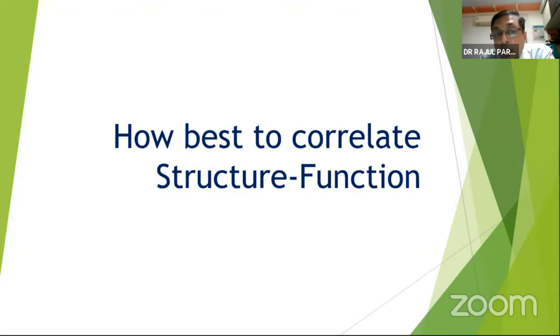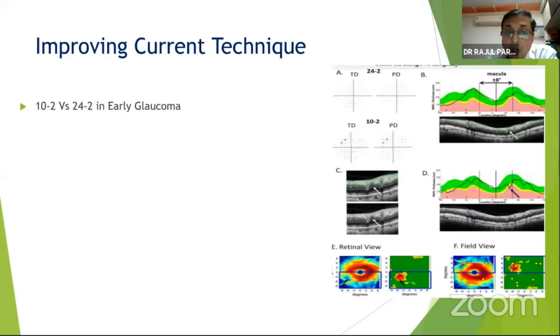The topic was how best to correlate or use this in clinical practice, so I thought I'll give a few examples. Already Manish had talked about the 24-2, but if you look at the publication and the data Manish showed, there are patients where you can see the inferior thinning here, but the 24-2 is normal. We do a 10-2 and pick up more points. So the 10-2 is correlating with the structure.